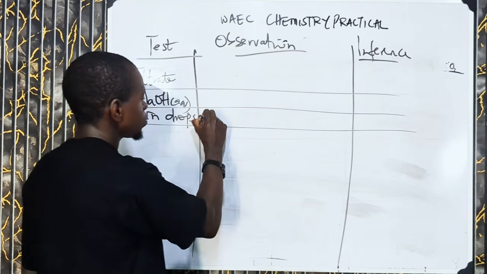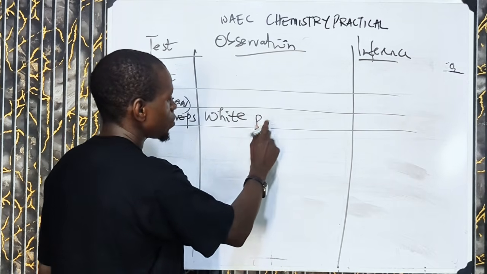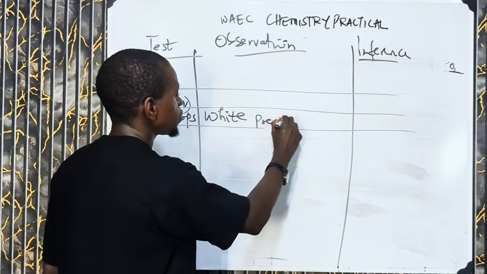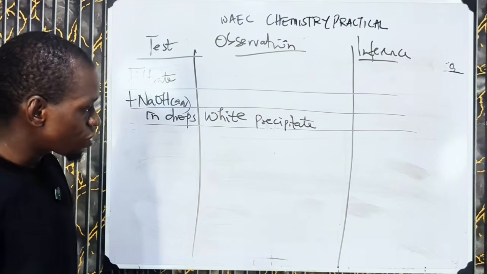Now in drops, what is it going to be? I will just say white PPT, or white precipitate. Let me write in full: white precipitate. Now, let me warn you as a student or someone else writing this exam.